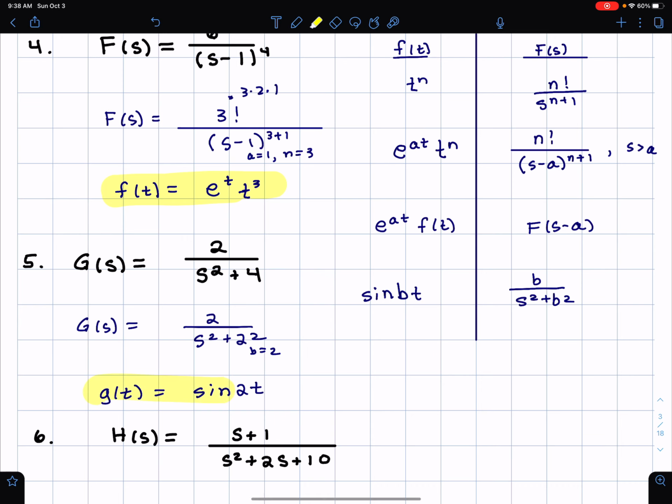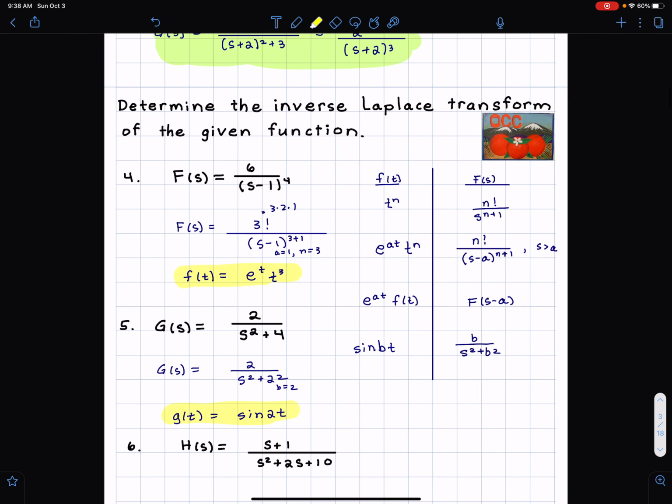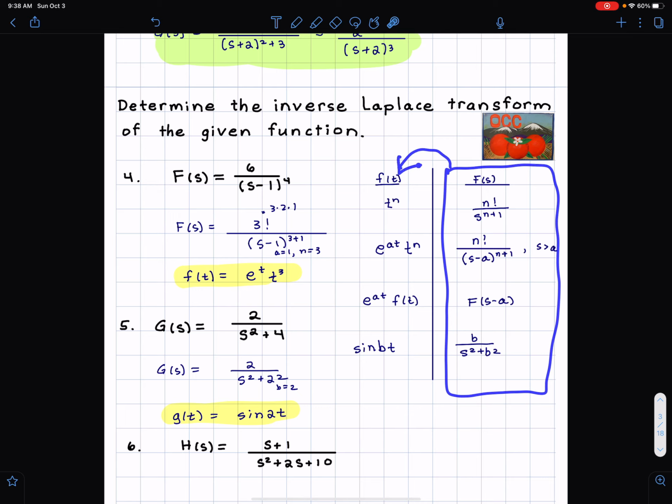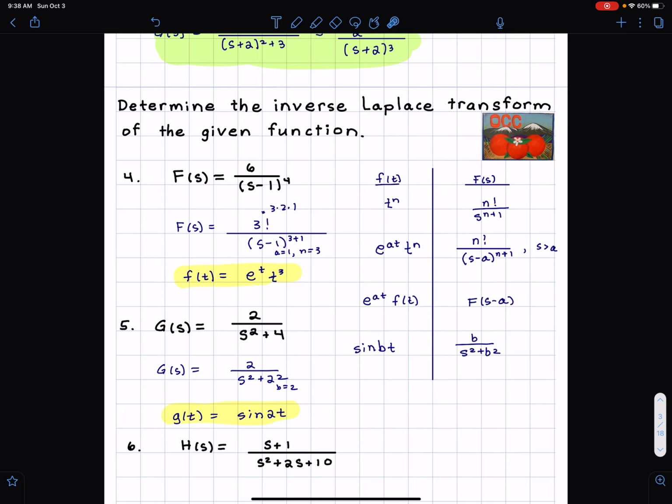I didn't really remind everybody what the inverse Laplace transform is. You're starting in this column with a Laplace transform, and now you're going back to find what function gave this. What function, when I apply the Laplace transform, gives me this? So you can check it out. Apply the Laplace transform to e to the t times t to the third power, and you'll get this.